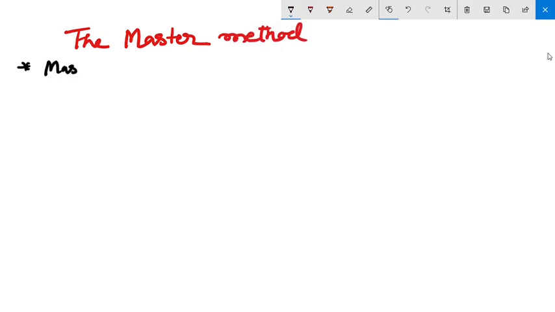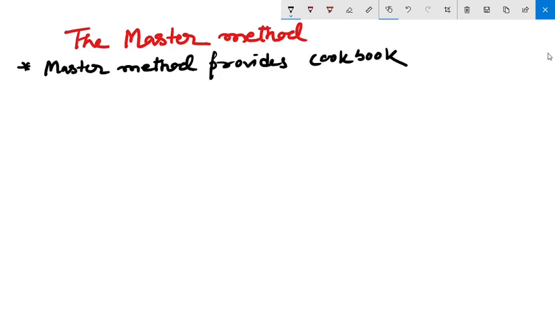Master method provides a cookbook solution for the recurrence relation. Cookbook means quick solution. It will provide a quick solution. But what is the constraint?